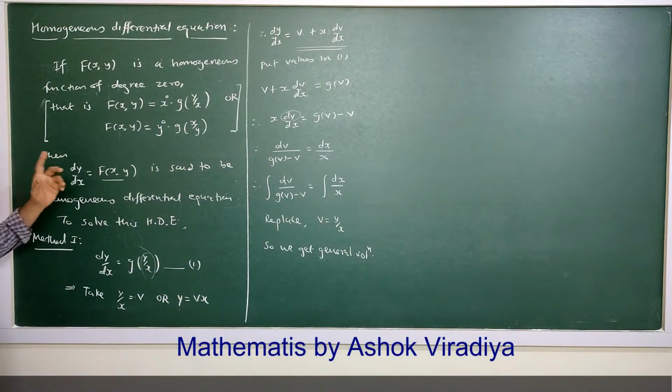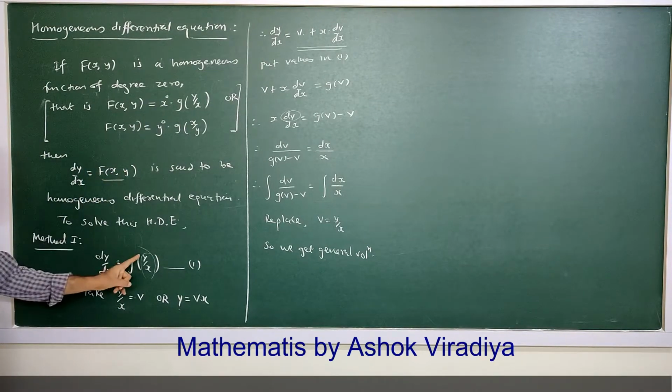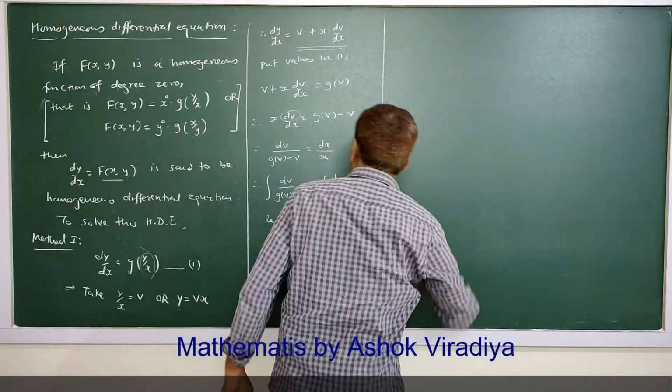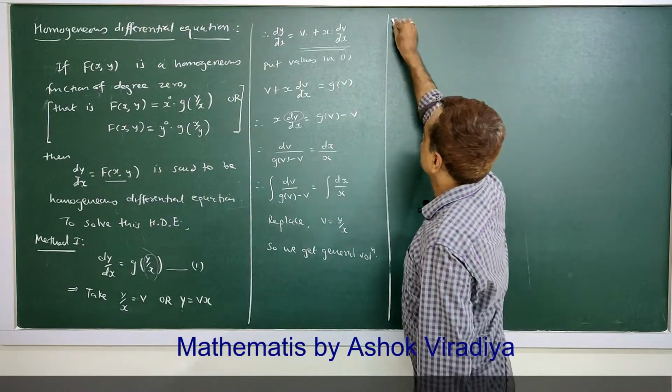So when f of xy is a function of y by x, this is the procedure. Now the second possibility, method 2.